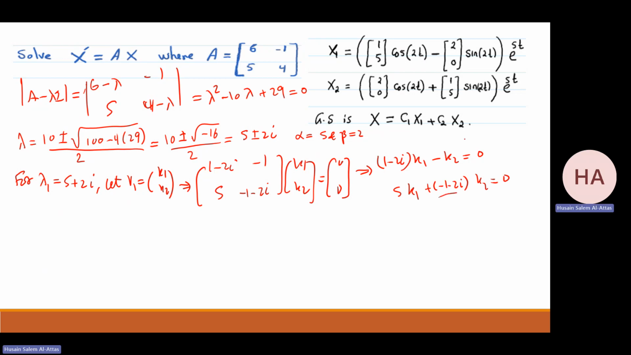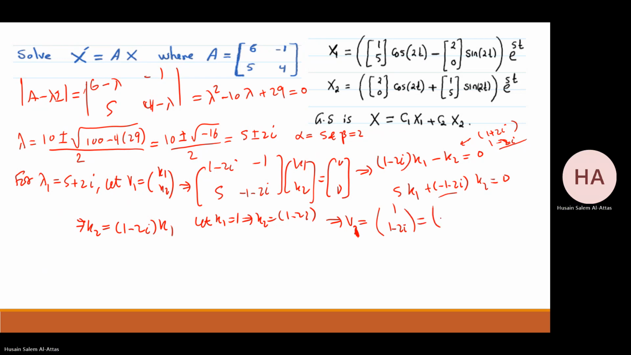So I need to multiply this with 1 plus 2i. So 1 plus 2i times 1 minus 2i, that will be 1 plus 4, which is 5. So it's correct. So I have K2 is 1 minus 2i times K1. I let K1 equal 1. I get K2 is 1 minus 2i. So my V1 is what? 1, 1 minus 2i, which I can write explicitly as 1, 1, plus 0, minus 2i. So this is my B1 and this is my B2.